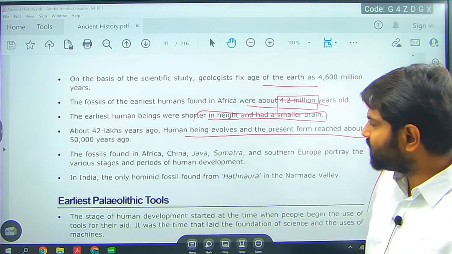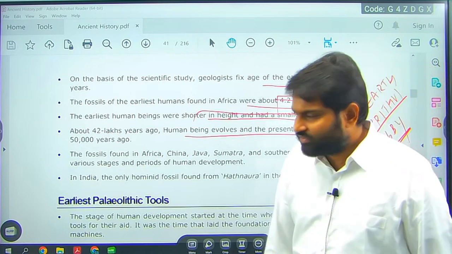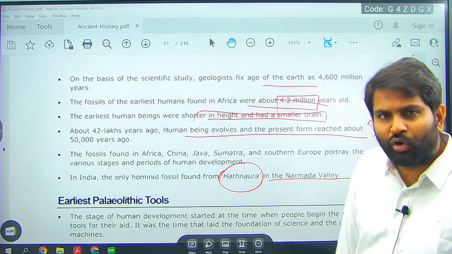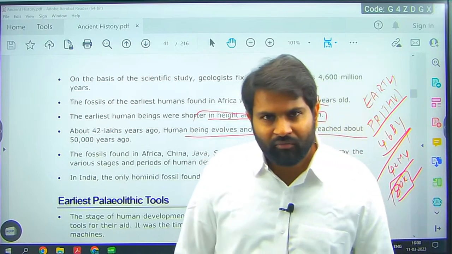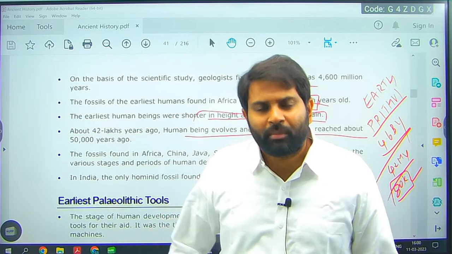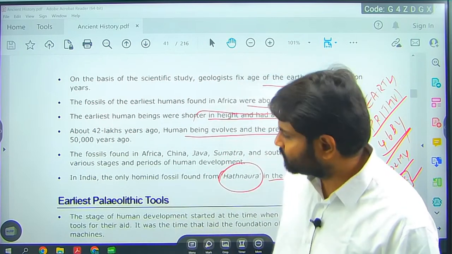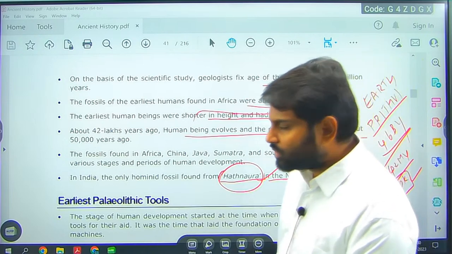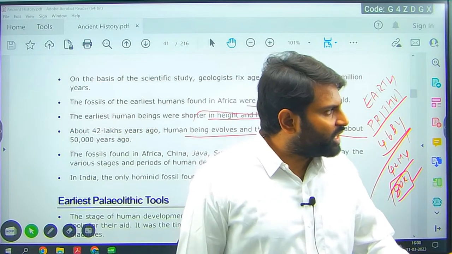The fossils found in Africa, China, Java, Sumatra and South Europe portray the various stages and periods of human development, as I said: hominid, Homo erectus, Homo sapiens. In India, the only hominid fossil found is Hathnora of the Narmada Valley. Hominid is the oldest version, where all the limbs are placed on the earth. When you talk about Homo erectus, the legs are on the ground, and the other two limbs he has for productive use like hunting and gathering. The third stage is Homo sapiens, where he developed sensory organs. So the hominid fossil available is Hathnora, in the Narmada Valley. So we have fixed the age of the earth.